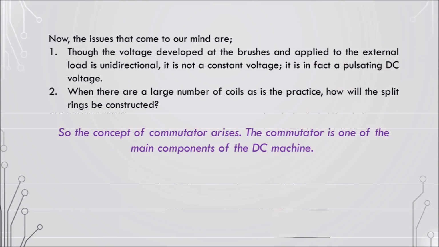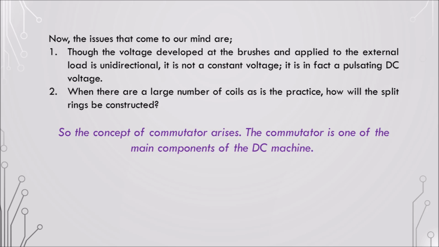Now, the issues that come to our mind are, number one, though the voltage developed at the brushes and applied to the external load is unidirectional, it is not a constant voltage. It is in fact a pulsating DC voltage. Number two, when there are a large number of coils, as is the practice, how will the split rings be constructed? So, the concept of commutator arises.